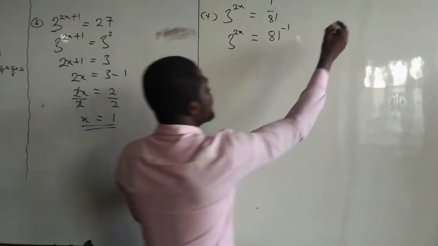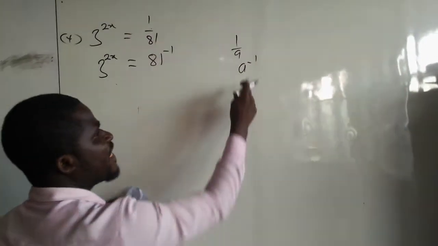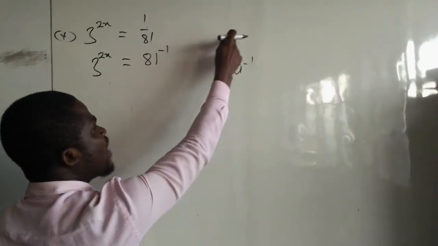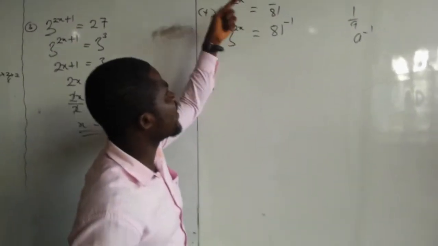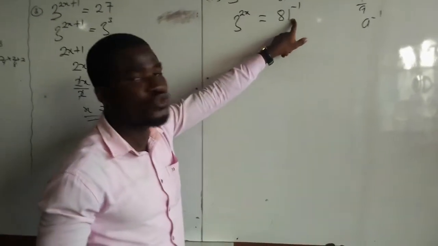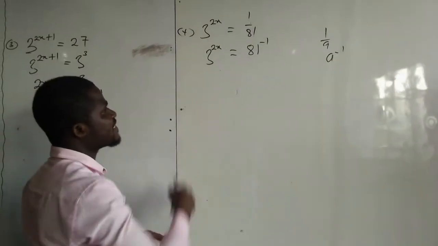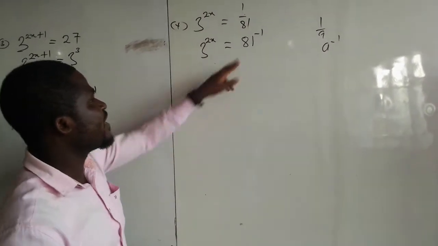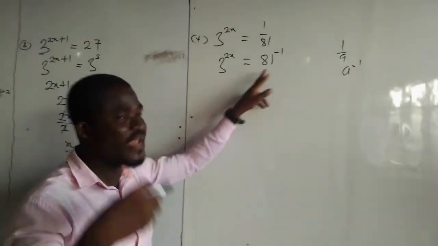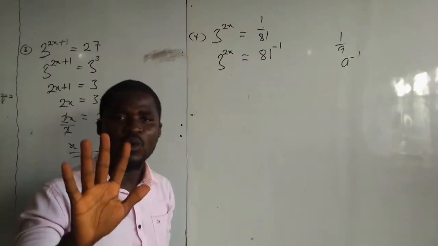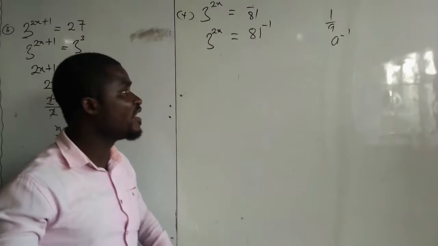Why? Because we know that 1 over a is the same as a exponent negative 1, and a exponent negative 1 is the same as 1 over a. So that's why we change the 1 over 81 into an exponential form. So when you get this, let's bring the 81 to base 3. So 3 exponent what number will give you 81? It is 3 exponent 4. 3 times 3 times 3 times 3, 4 times will give you 81.